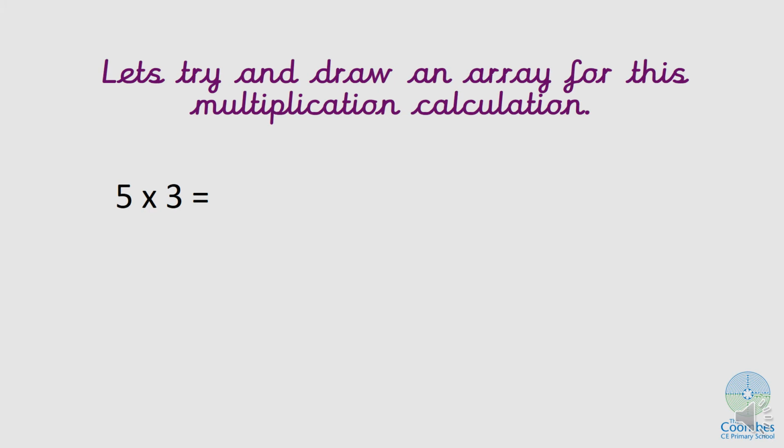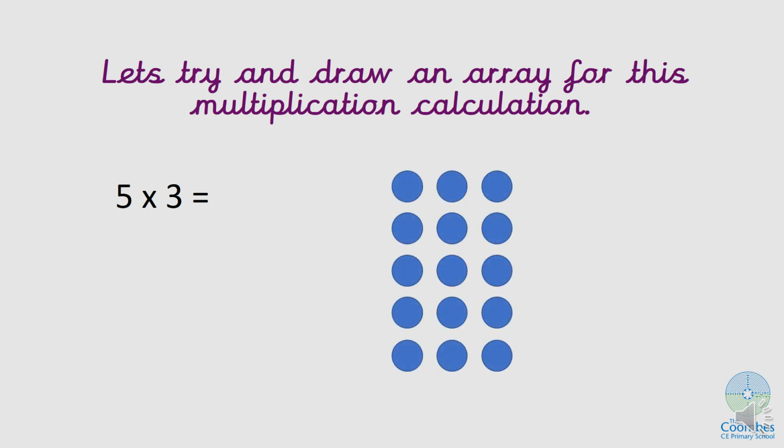Right, this time we're going to draw the array for this calculation and work out the answer. So our calculation is 5 groups of 3. Now, if I were to draw it, it might look something like this. Here we've got 5 groups. Let's check. We've got 1 group, 2 groups, 3 groups, 4 groups, 5 groups, and have we got 3 in each? Looks like it. 1, 2, 3. We've got 3 in each group.